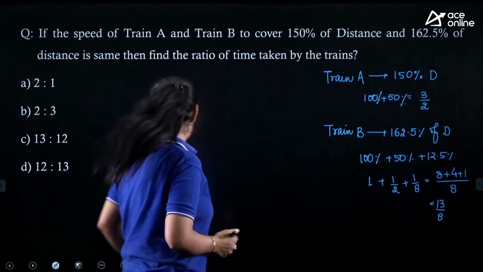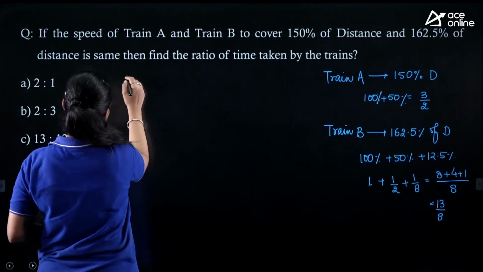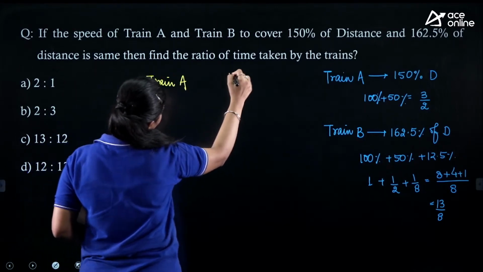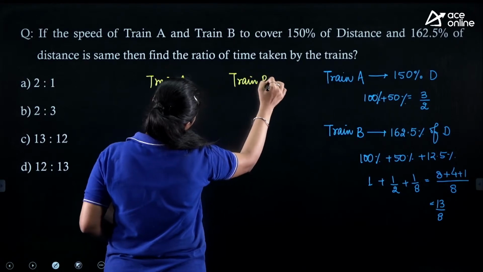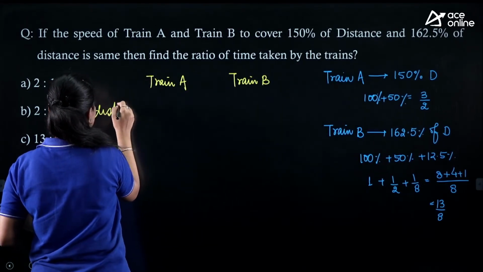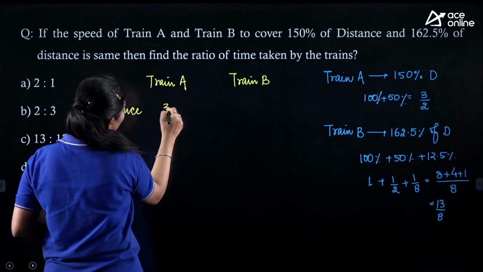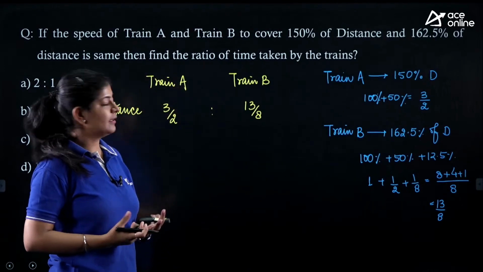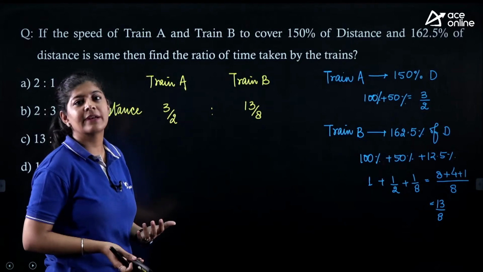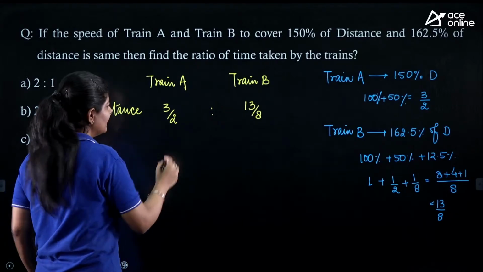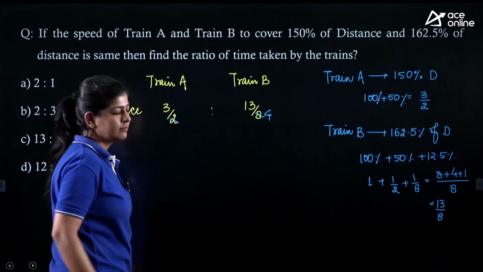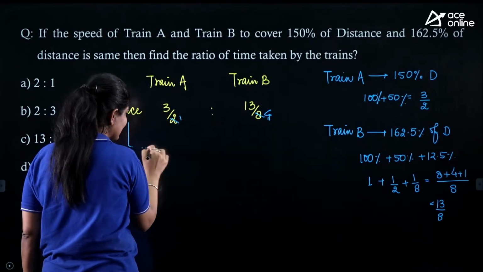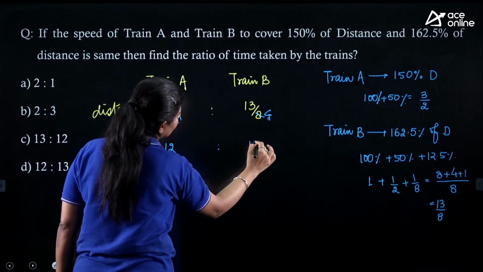So basically if I want to write down the ratio of distance, train A and train B, I can write it as 3 by 2 and here we are having 13 by 8. But we know that if we are having ratios in a fraction, then we simply try to simplify it first. I can eliminate the 4 with the help of 2 and transfer this 4 over here, and the distance ratio that we got is 12:13.